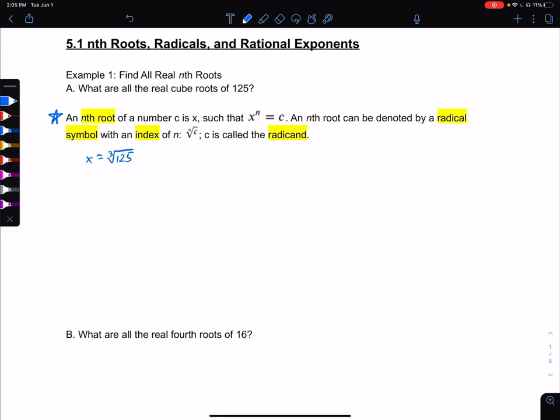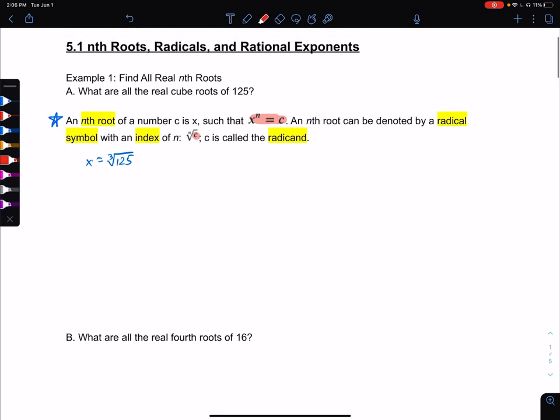Pretty straightforward. And what we can do is rewrite that looking at this here, x to the n is equal to c, c being that radicand on the inside. So I'm going to rewrite this as x to the third power, or what number to the third power gives me 125. If we really think about this, x would be equal to 5, because 5 times 5 times 5 gives us 125. We'll keep that pretty straightforward, and that's the answer to what are all the real cube roots.